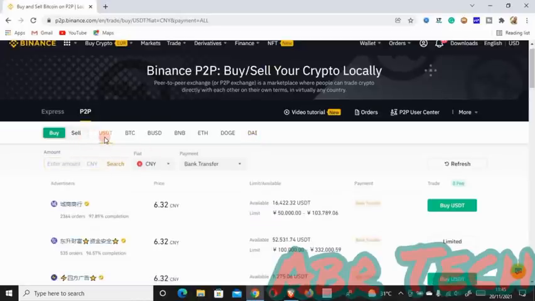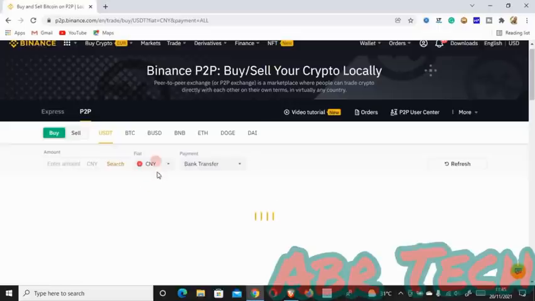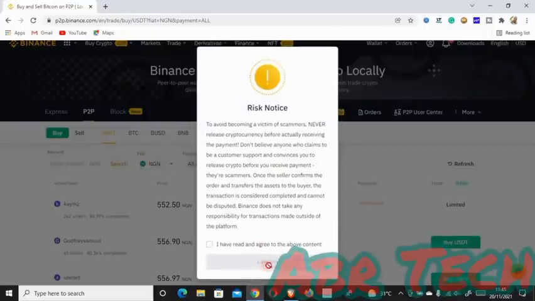We have the USDT. Now we're going to be changing it to Nigeria currency. I'm using Nigeria as a case study, since that one is popular and everybody knows about it. They know Nigerians are blocked from trading crypto according to CBN policy. All right, now you read the notice. To avoid becoming a victim of scammers, never release cryptocurrency before actually receiving the payment. So take note to read those notices. It's important. Binance won't be responsible for any mischief you cause yourself here.